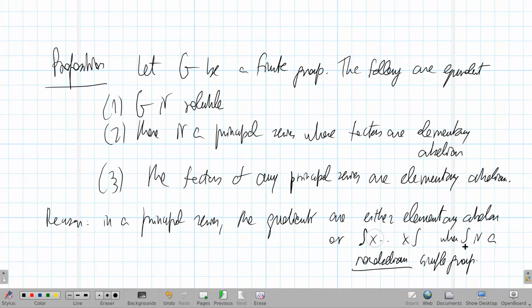But soluble means that there is a normal series with abelian quotients. If you refine them, with exactly the same argument we used in the previous proof, the quotients are abelian. And so once you get to the factors of a principal series, they are abelian. So they cannot be of the second form. They have to be of the first form, elementary abelian. Okay? Good. And with this in place, we can now give an important theorem.